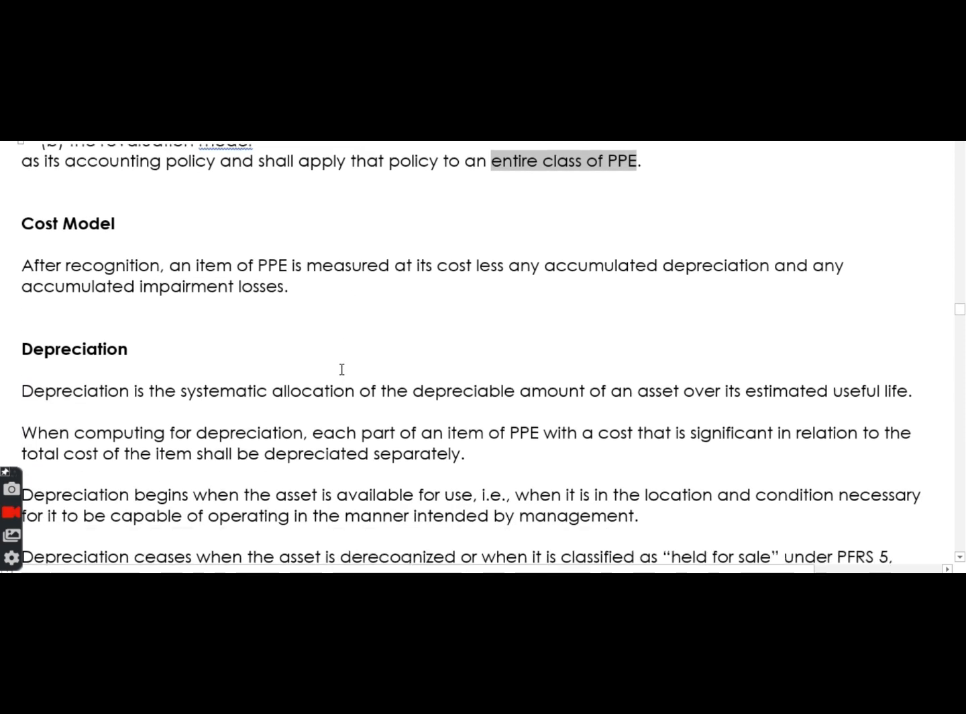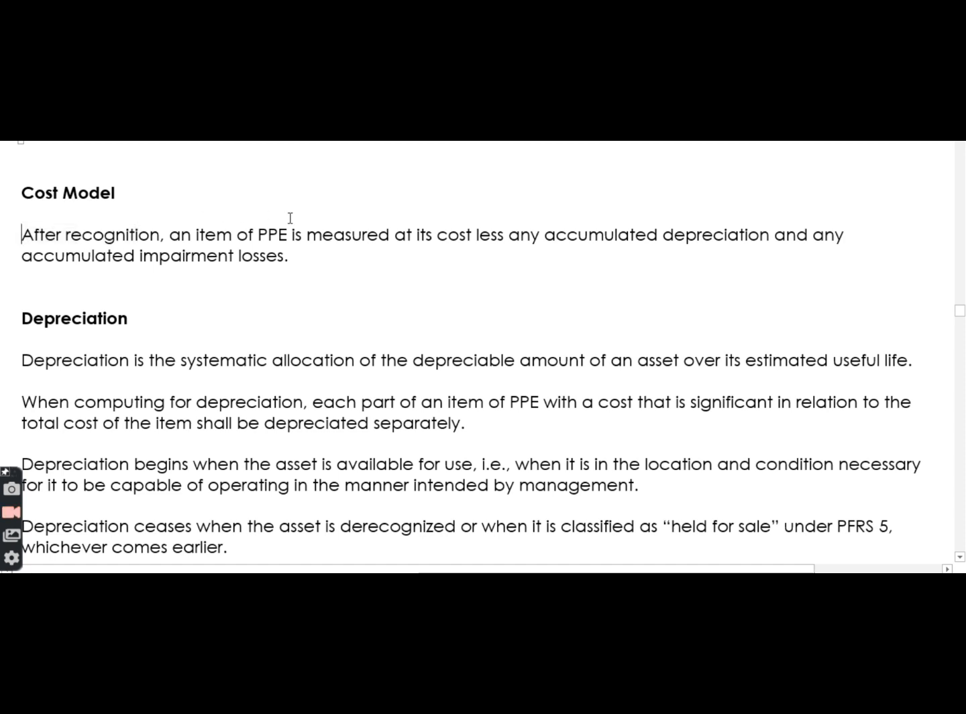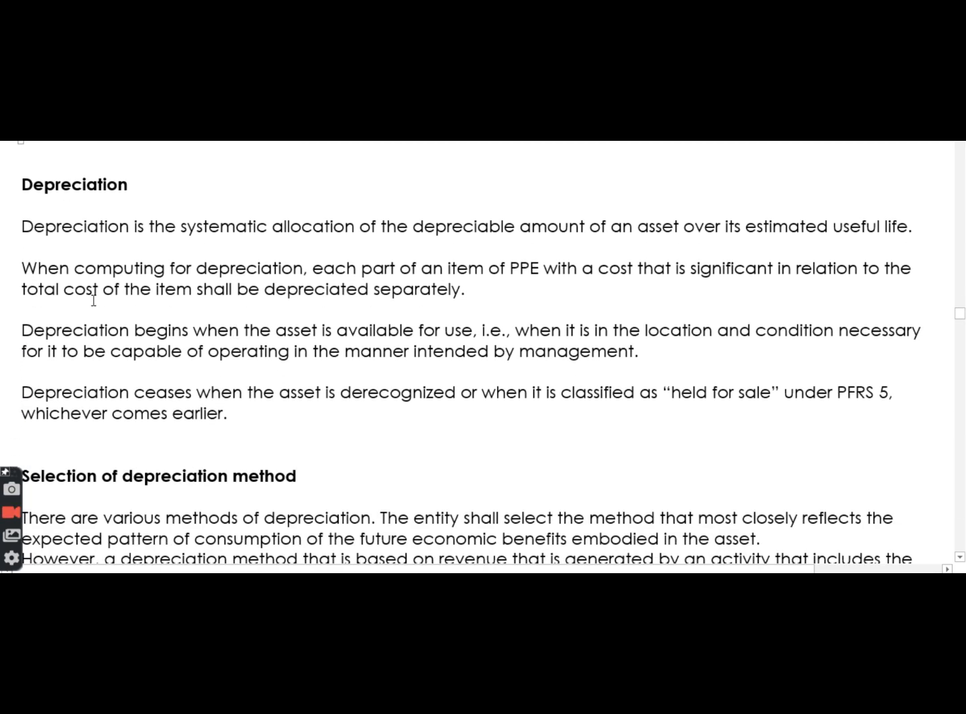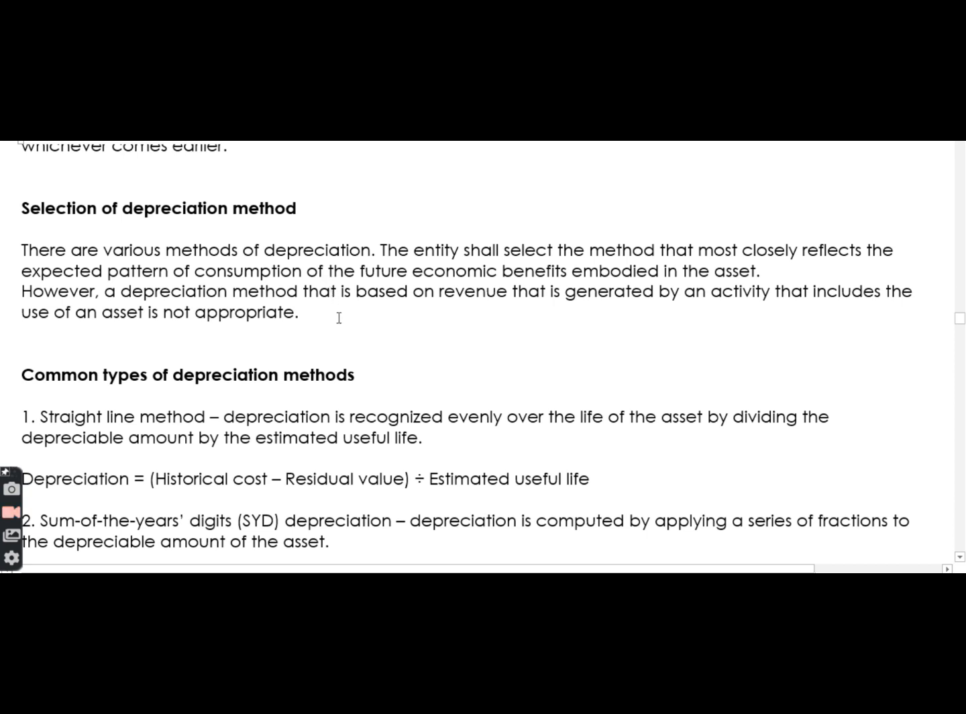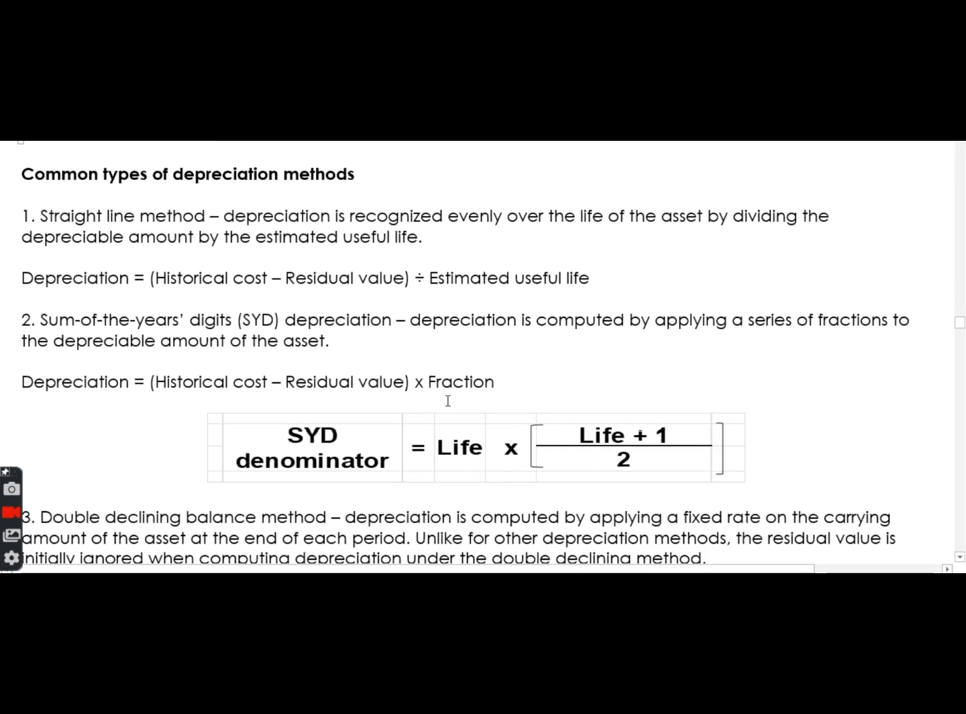Then we already know the cost model; that's the easiest. All you do is cost minus accumulated depreciation and accumulated impairment loss. That's repetitive already. In depreciating, we already discussed that we need to follow the pattern of the benefits that we are using. And we need to consider which depreciation method we will use. In the choice of depreciation, there are specific methods usually applied or used by the company. The most popular is number 1, straight line. That's the easiest. When we say straight line, just take the cost, subtract the residual value, then divide by the useful life, and that's it.